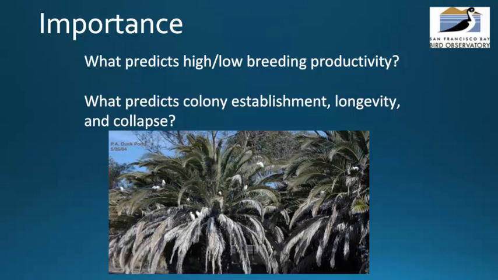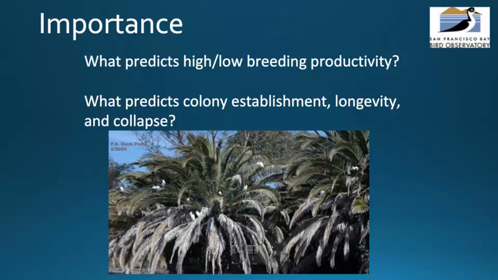Data from the Colonial Waterbird program can be used to understand breeding waterbird populations and how they change through time. Two of our key questions are, what factors predict high or low breeding productivity? And what predicts colony establishment, longevity, and collapse? Disturbances such as habitat change, predator presence, or human activity can have significant impacts on bird behavior and influence the long-term health of a colony.